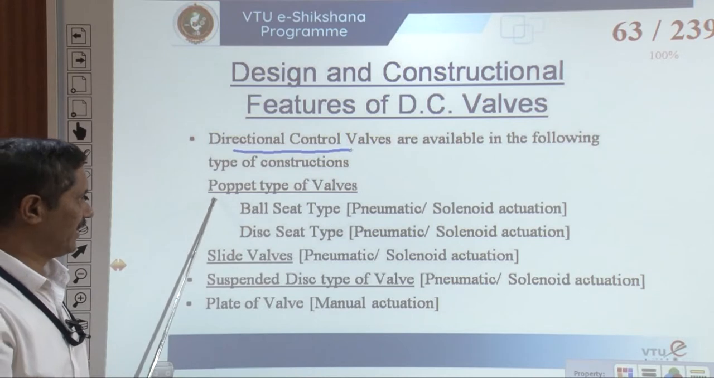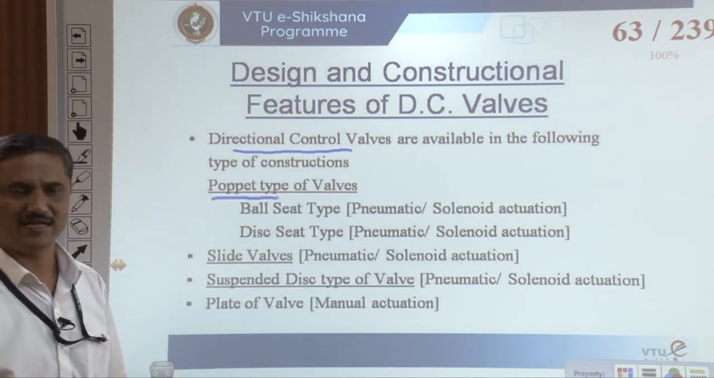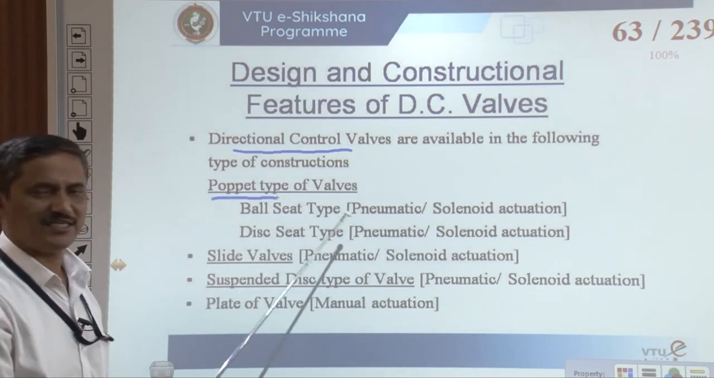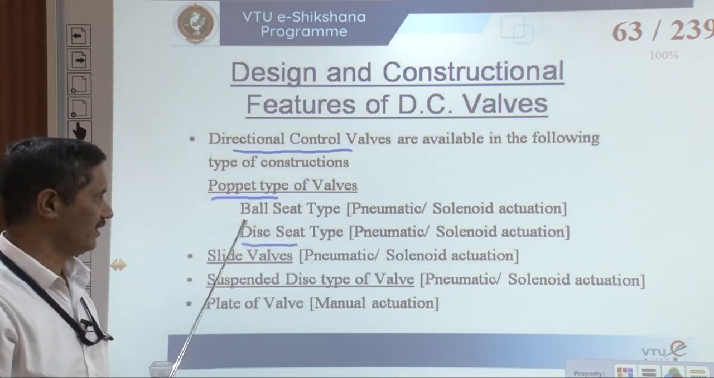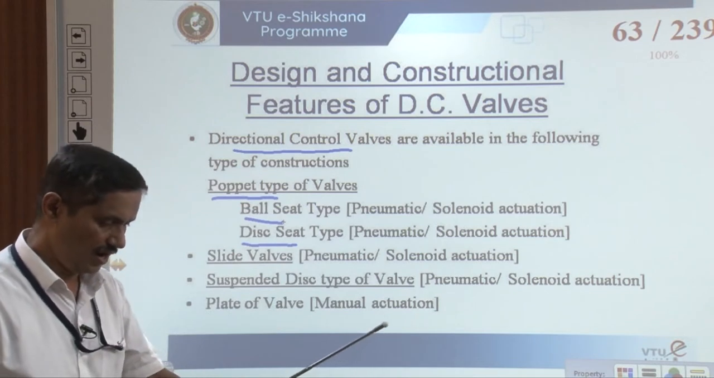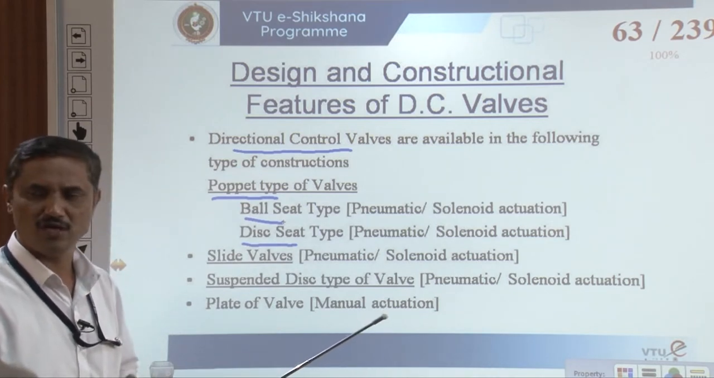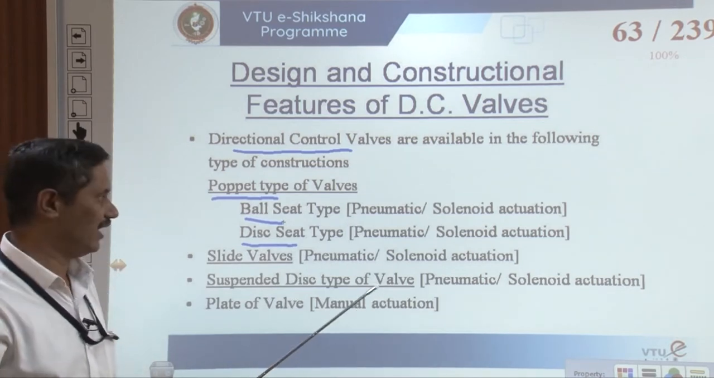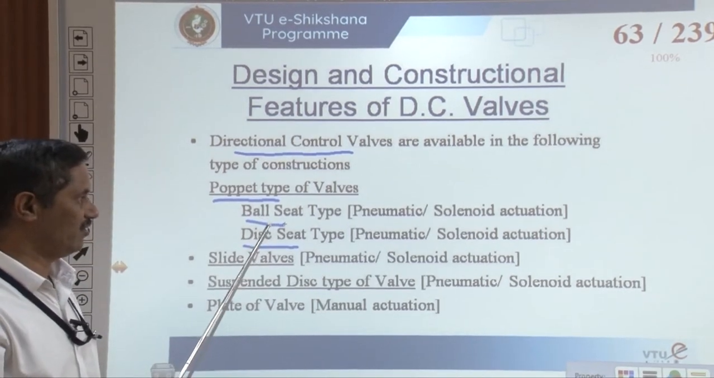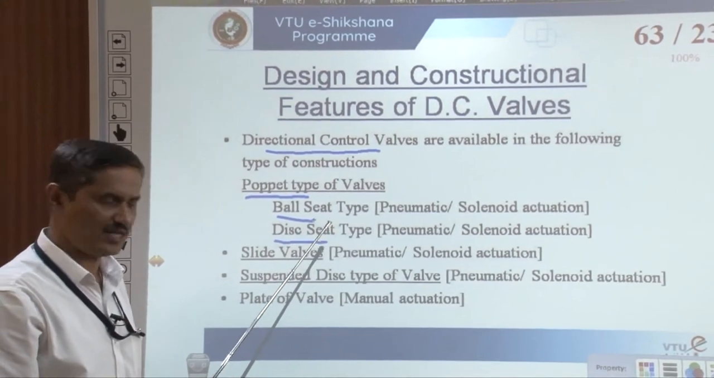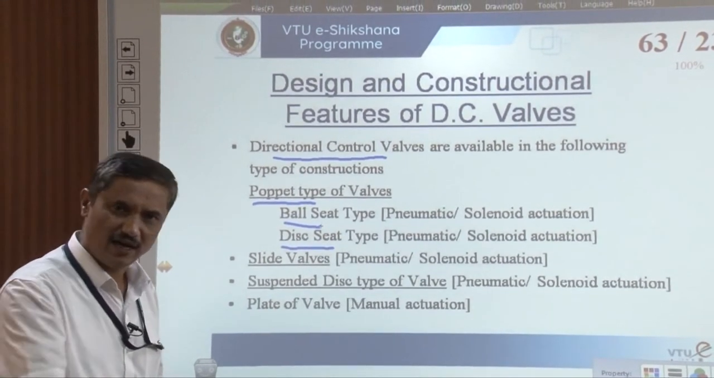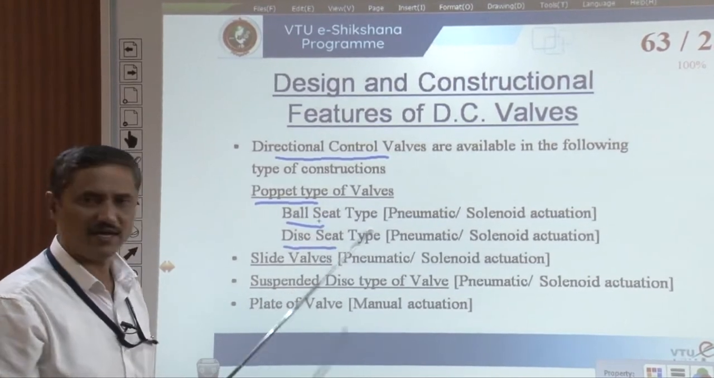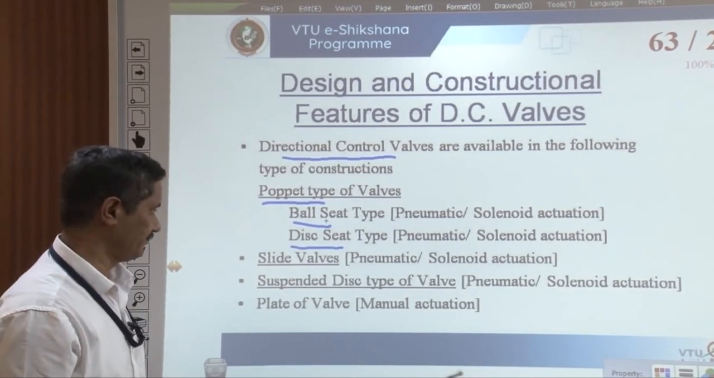The first one is poppet type of valves, we call them. In the poppet type, again we have a ball seat type and disc seat. Here the ball will move up and close or open the valve. Here a disc kind of element will open and close the valve. Here in the ball you have a contact between the surfaces, or less. Here in the disc a large sealing area will be there. So, that is the difference between a ball seating and a disc type of seating.